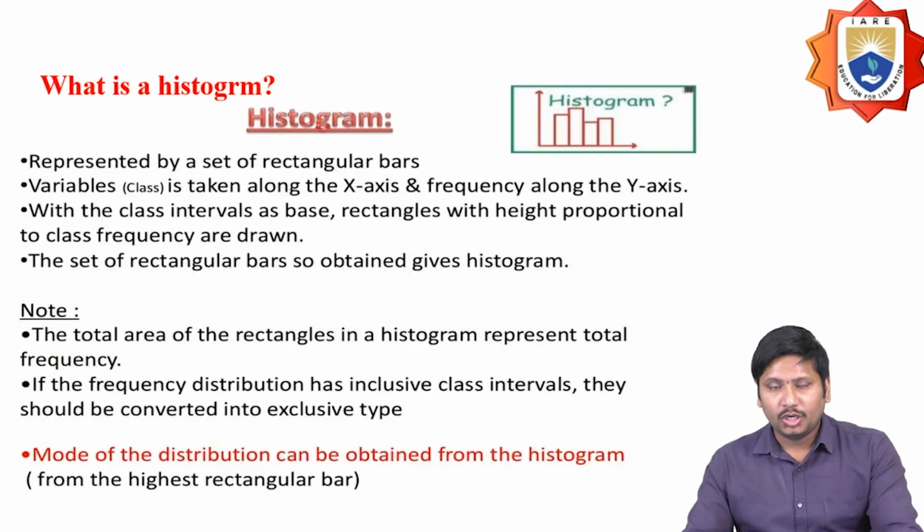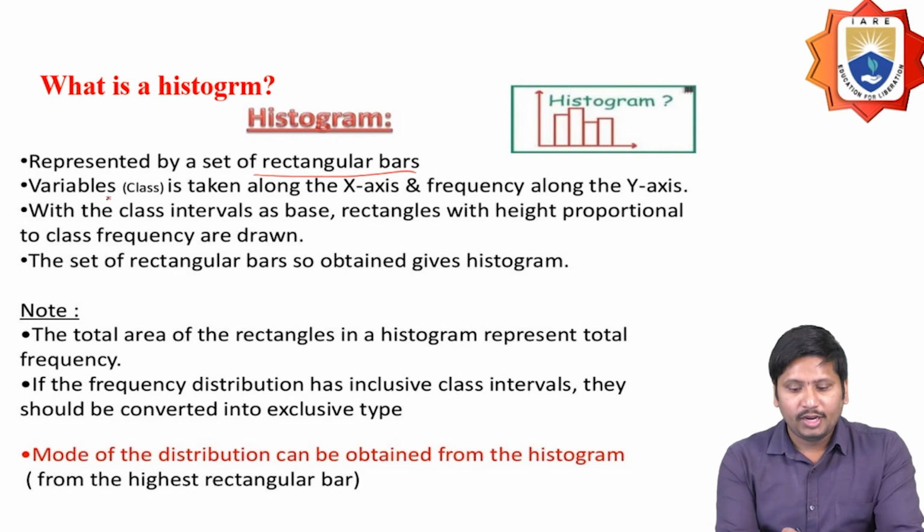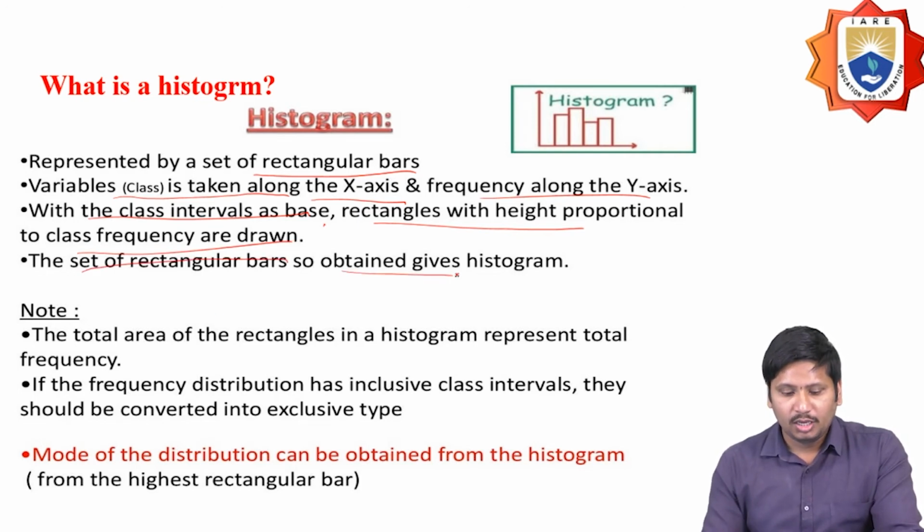Then what is a histogram? A histogram is represented by a set of rectangular bars, where the variable is taken along the x-axis and frequency is taken on the y-axis. With the class intervals as the base, rectangles with height proportional to the class frequency are drawn, and this set of rectangular bars is what we call a histogram.